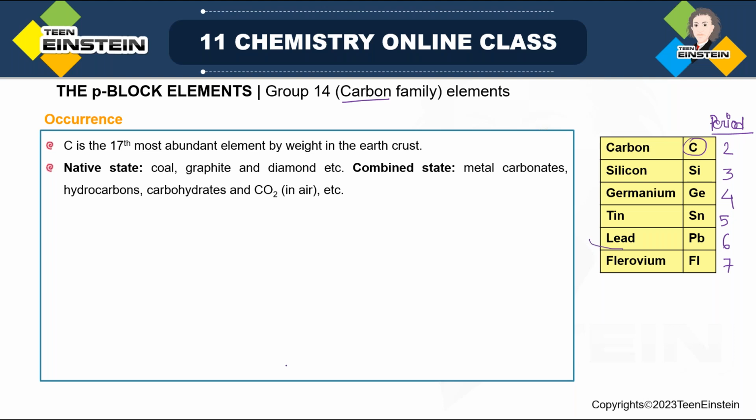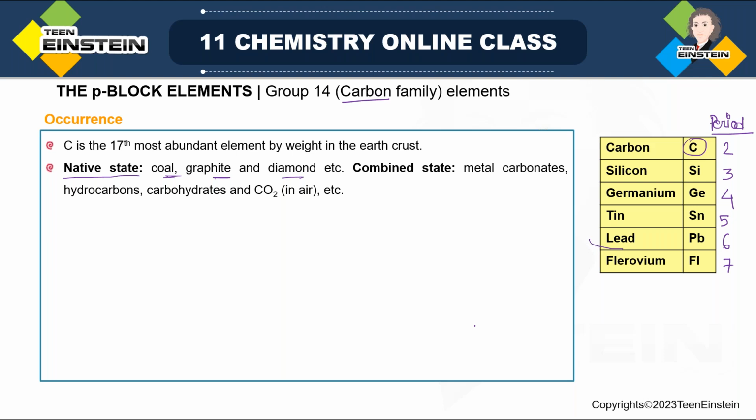The 17th most abundant element by weight in the earth crust. When it is in native state, that means it is in the elemental state, different types of forms are possible. Coal, graphite, diamond, all are basically carbon. These are basically different physical forms, that is their physical nature is different. That's all. Otherwise, all of them are basically the element carbon.